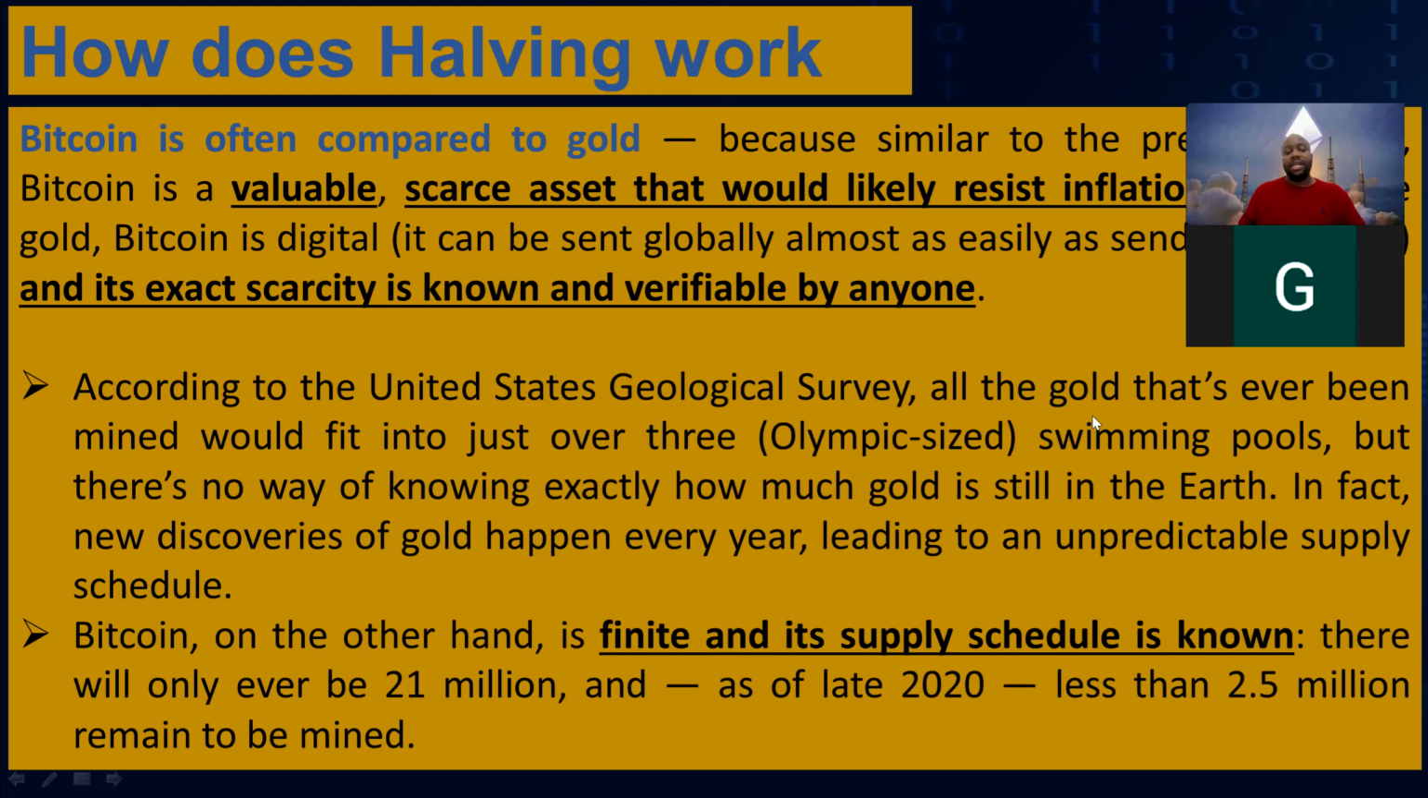Sometimes we can discover a lot of gold, which might affect the price of gold. On the other hand, Bitcoin is finite, and its supply schedule is known. By the end of 2020, more than 18 million Bitcoins had already been mined. So only around 2.5 million Bitcoin remain, which will be mined up to 2140.